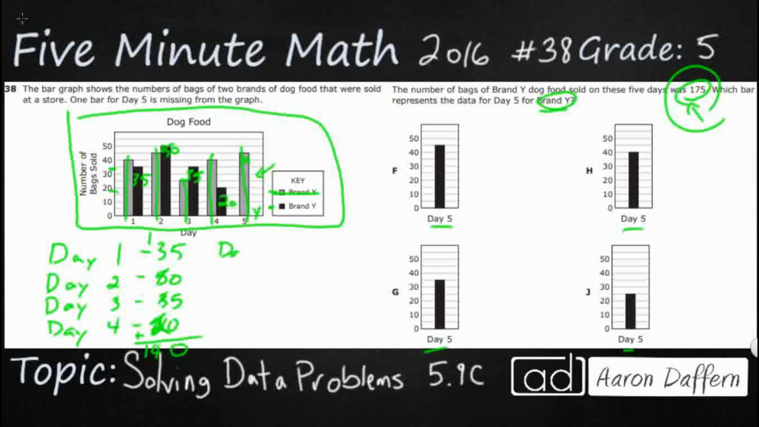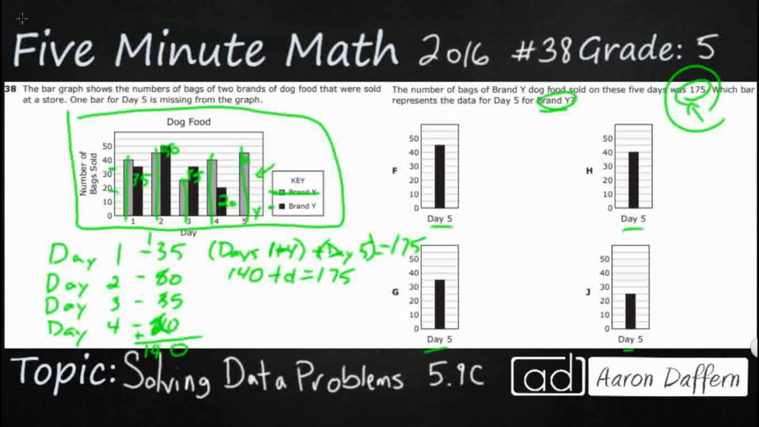So let's see if I can write an equation here. Days 1 through 4, and then if I add day 5, that's going to equal 175, right? That's what we're looking for. So days 1 through 4, well, I already know that's 140. So 140 plus my missing day, I'm going to call that just D, equals 175.